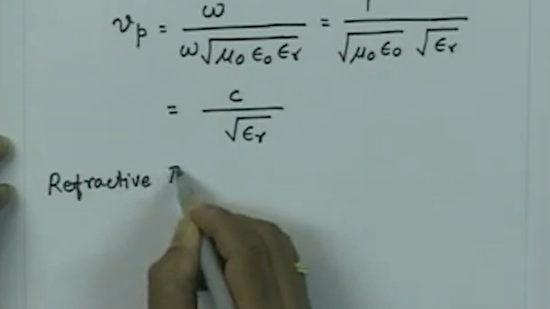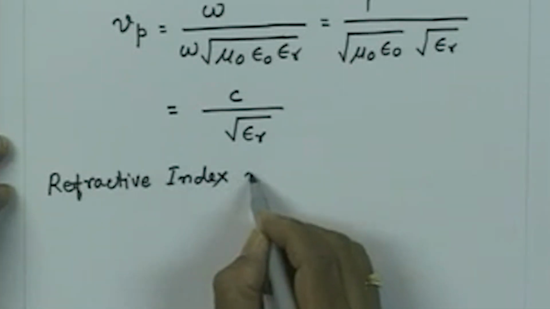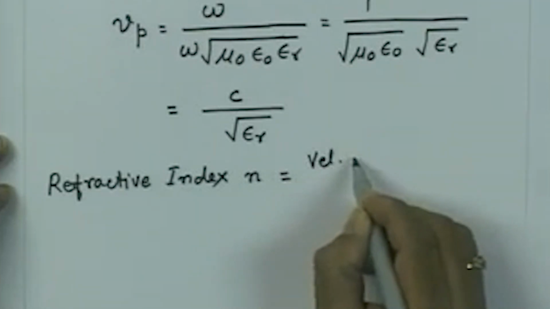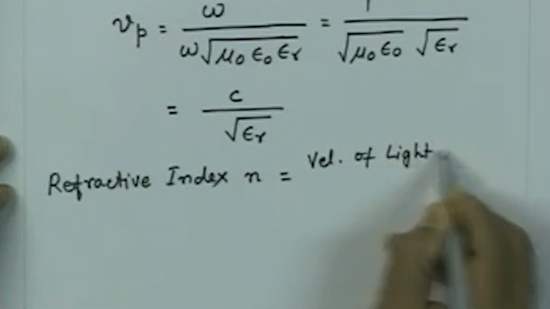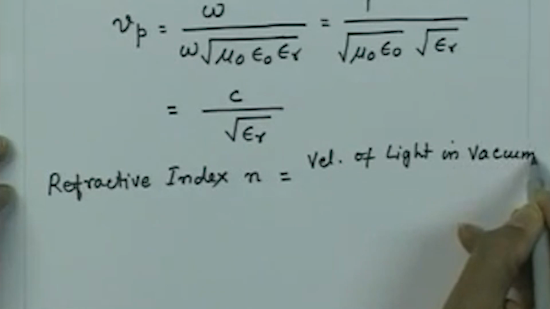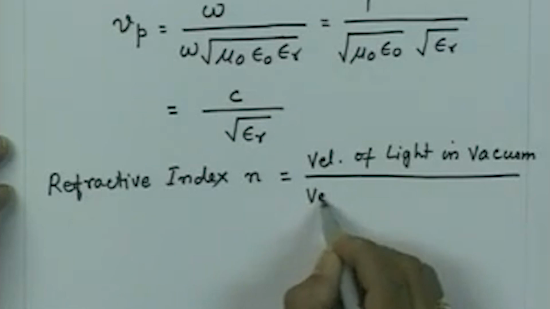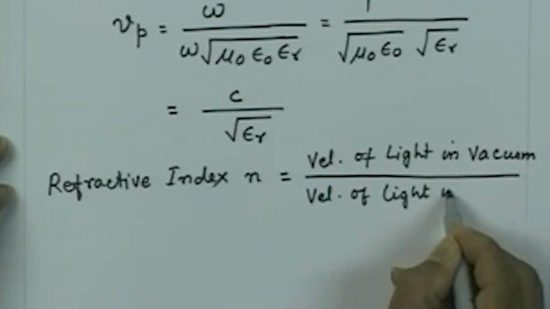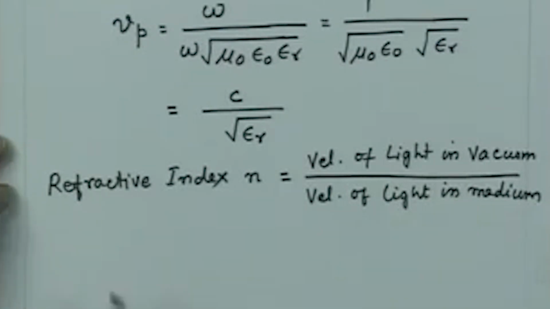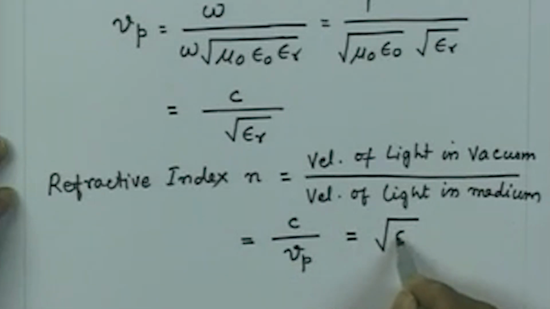We also know that the refractive index of the medium is defined as the ratio of the velocity of light in vacuum divided by the velocity of light in that medium. So, if I go by that definition, we have the refractive index of the medium, let us say we denote that by small n, that is equal to velocity of light in vacuum divided by velocity of light in medium. So, this quantity is nothing but c divided by Vp, which is nothing but square root of epsilon r.